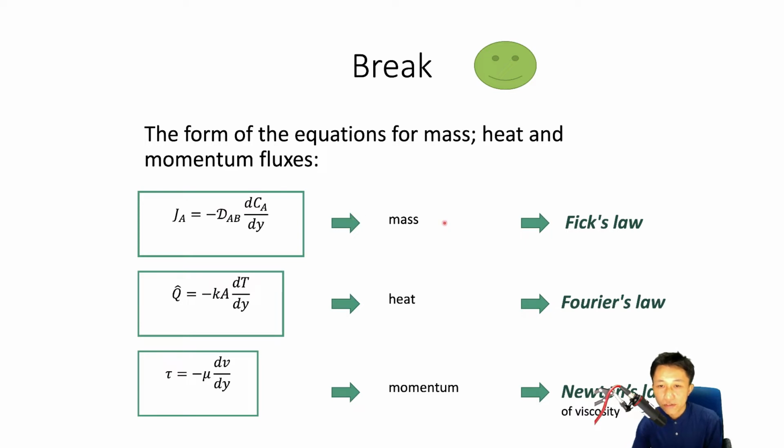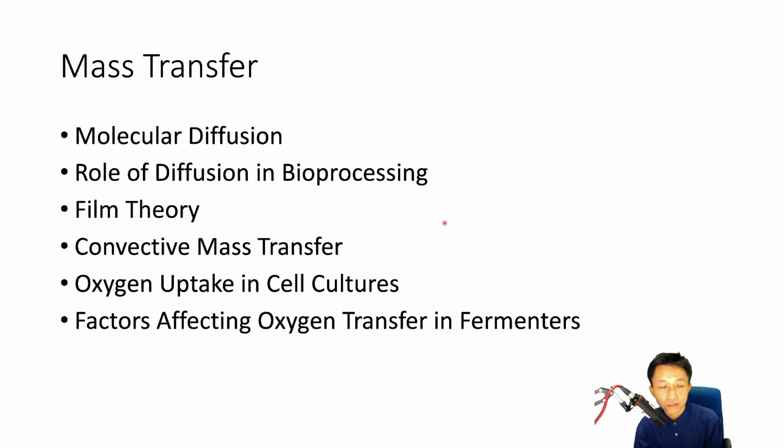For the mass transfer I will divide it into two parts. The first part is molecular diffusion, diffusion in bioprocesses, film theory, convection, oxygen uptake, and then the last part is the factors that affect the oxygen transfer. We normally know that the microorganism inside the bioprocesses requires oxygen. So let's begin with the diffusion.